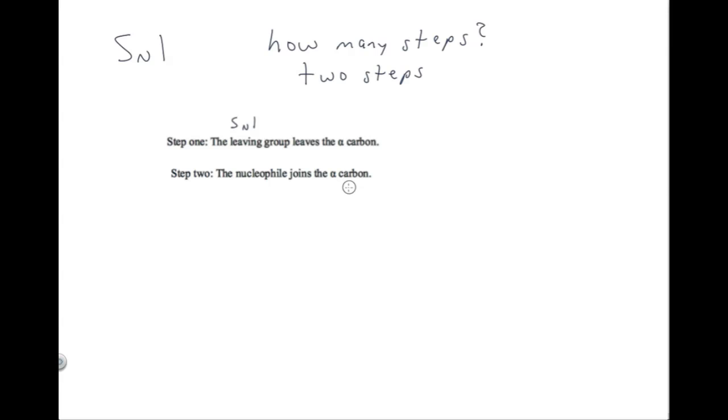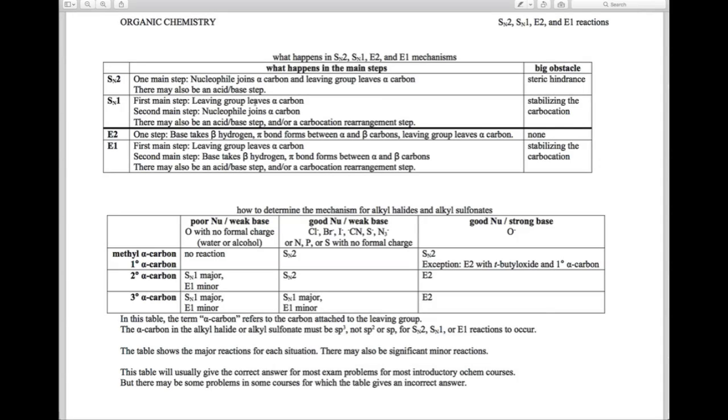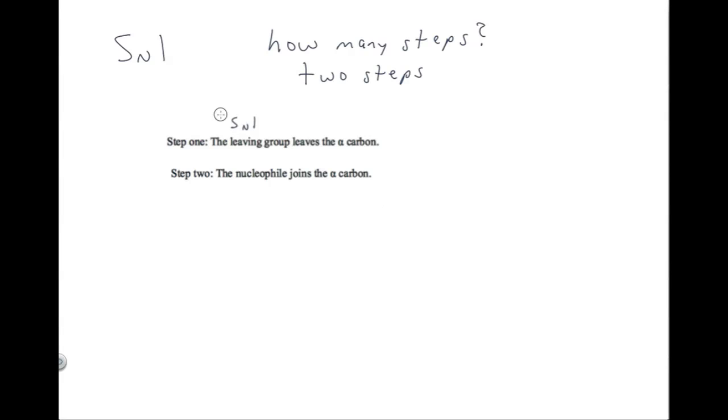And I hope you also have memorized what happens in an SN2 reaction. Those key ideas about SN1 and SN2 are here on the handout and here on the handout. So now that we've learned these basic ideas about SN1, does that mean we're done? Are we now masters of the SN1 reaction? Well, unfortunately, it's more complicated than that.